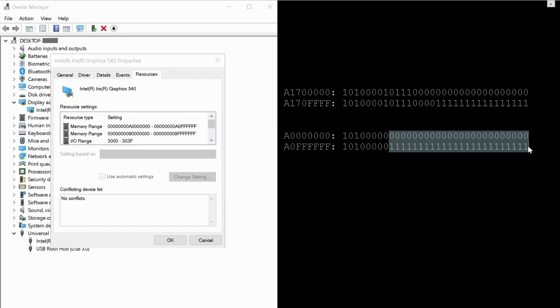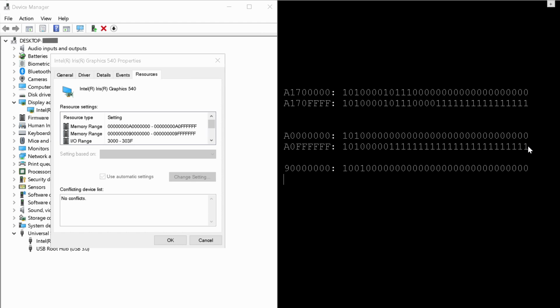How big is that memory range? Well, there are 6 nibbles worth of Fs, 6 nibbles worth of bits that go from all zeros to all ones. So 6 nibbles is 24 bits, so 2 to the 24th, and that's 16 meg. And that's just one of the memory ranges. The other memory range goes from 9 followed by 7 zeros, and that would be in binary 1001 followed by 7 nibbles of zeros, that's 28 bits of zeros.